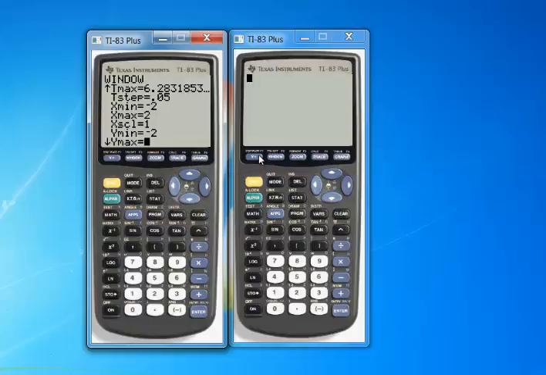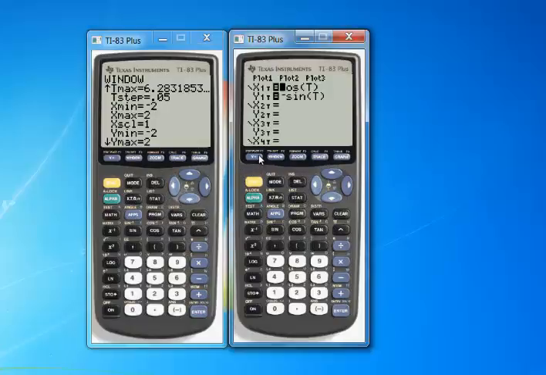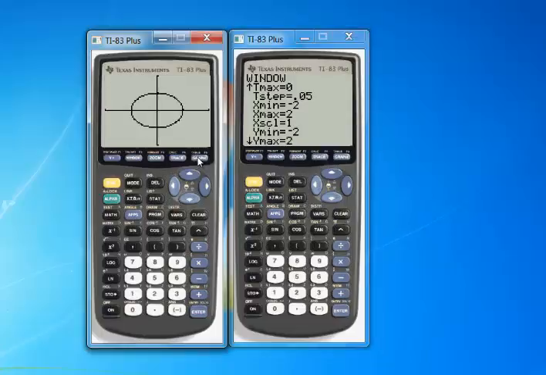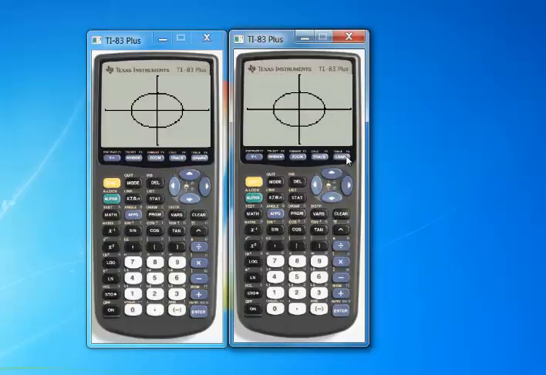For the calculator on the right, we click on Y equals. X equals cosine of t, Y equals negative sine of t. Click on Window. T ranges from negative 2 pi to 0. X ranges from negative 2 to 2, and so is Y. We click on Graph on the left. The unit circle goes anti-clockwise. We click on Graph on the right. The unit circle goes clockwise. That means our result is correct.